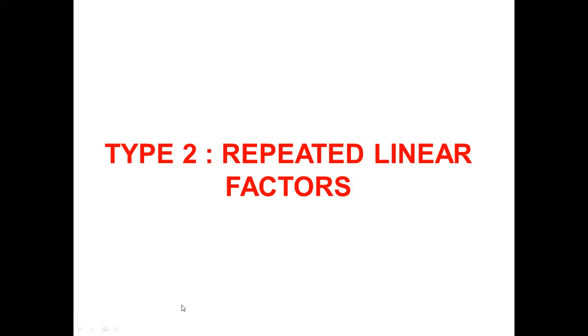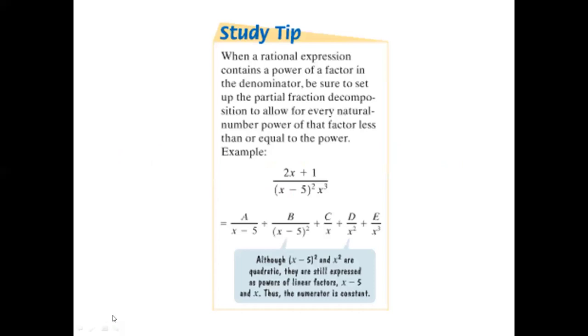So we go to type 2 under the method of partial fractions. In this case, you have the repeated linear factors. When a rational expression contains a power of a factor in the denominator, be sure to set up the partial fraction decomposition to allow for every natural number power of that factor less than or equal to the power.